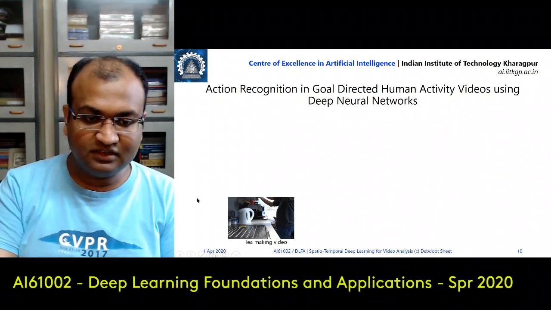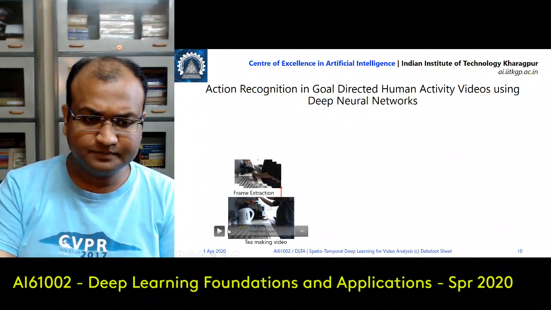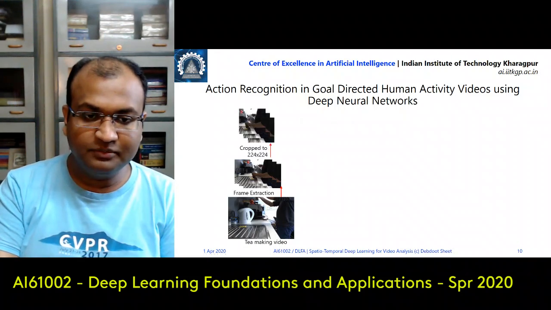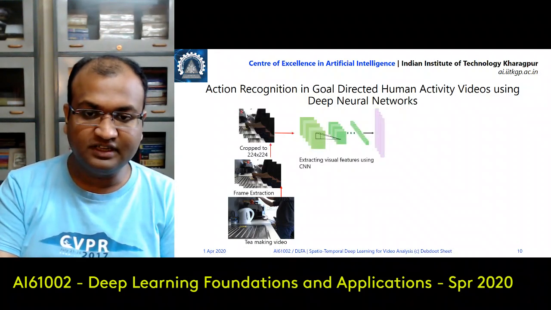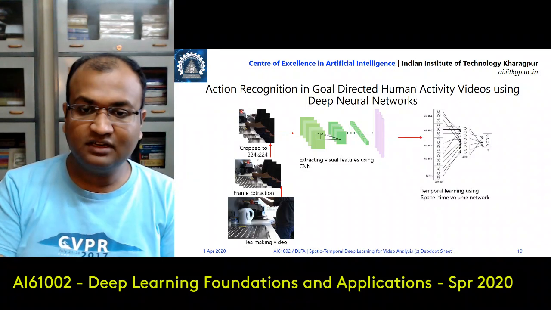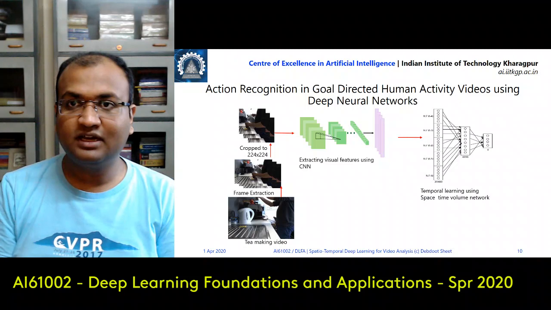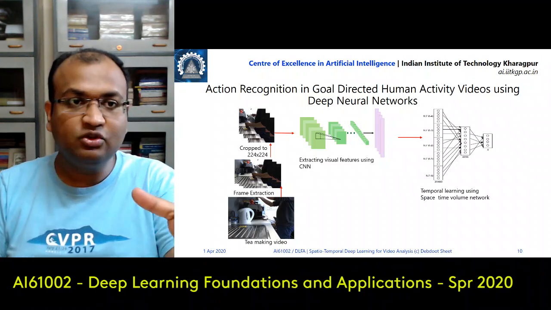So here the task was something like this: there is somebody who is trying to make tea, and what you do is extract a set of frames, crop them down, and feed them to the CNN. But now from the CNN, we don't feed it to an LSTM to do the modeling. Now it becomes more of a moving window kind of approach.